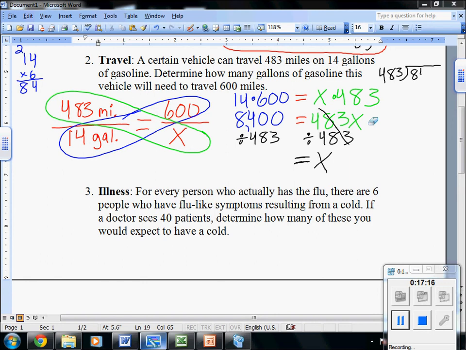We're dividing into 8,400. The decimal's after the zeros, so the decimal goes straight up, right there. Right off the bat, we know 483 does not go into 8. 483 does not go into 84. 483 does go into 840. So that's going to be the first thing we've got to figure out.